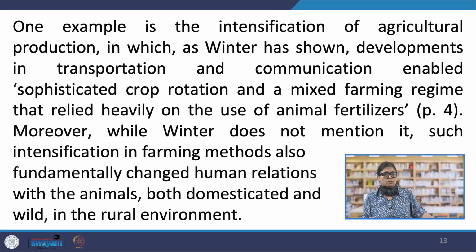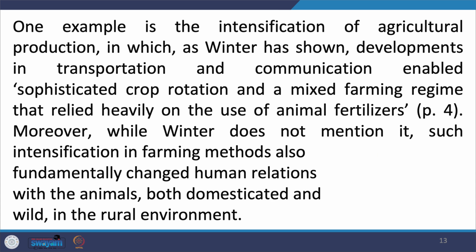Other changes were less visually apparent but no less profound. One example is in the intensification of agricultural production, in which, as Winter has shown, developments in transportation and communication enabled sophisticated crop rotation and a mixed farming regime that relied heavily on the use of animal fertilizers. Moreover, while Winter does not mention it, such intensification in farming methods also fundamentally changed human relations with the animals, both domesticated and wild, in the rural environment.